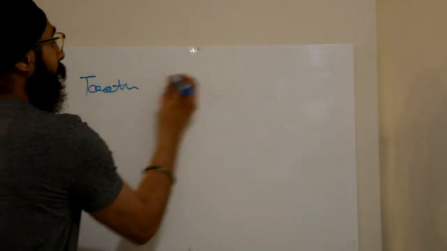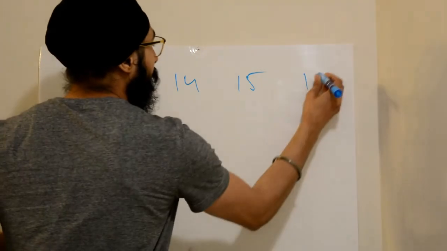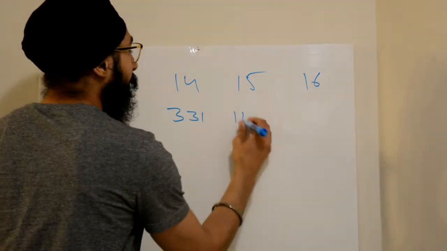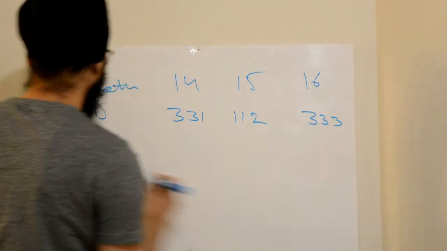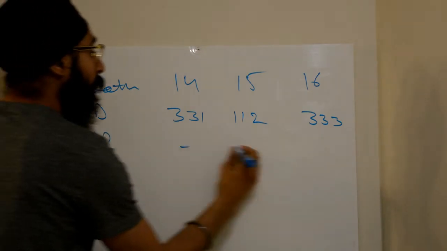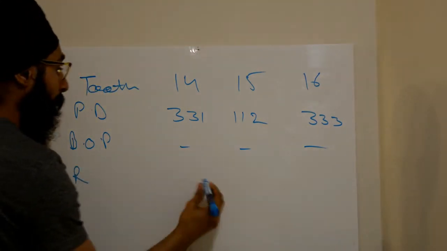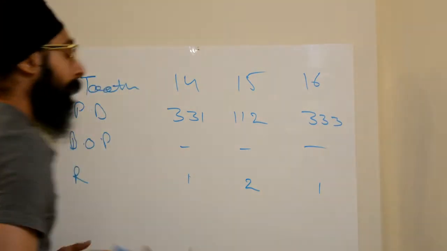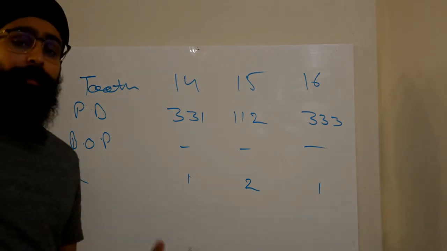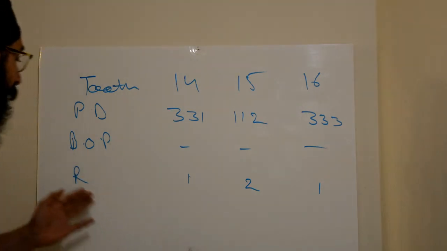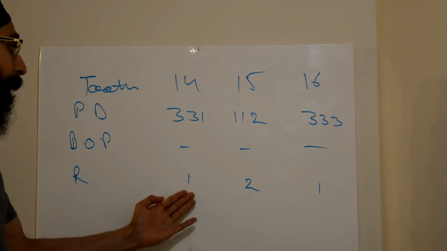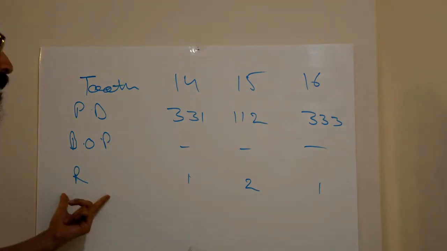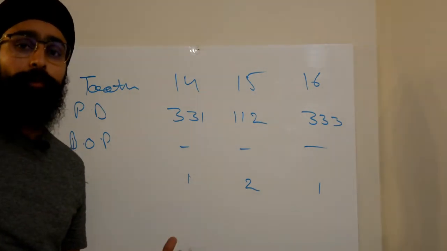Tooth, let's say 14, 15, 16. Probing depth will be 3 3 1, 1 1 2, 3 3 3. Bleeding on probing, no. Recession 1, 2, 1. If nothing is given in the additional information, then you might suspect, of course, there is a recession present everywhere. Although bleeding on probing is not there, but recession is there, so it might be a case of periodontitis because bone loss has happened.